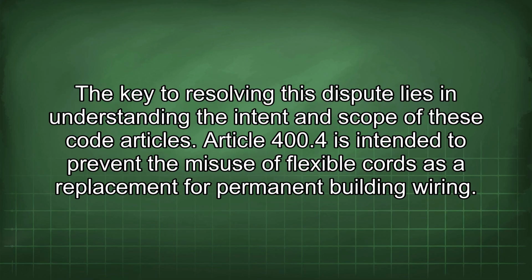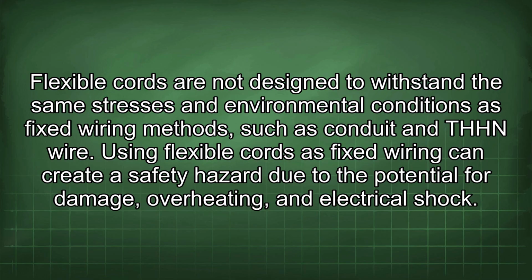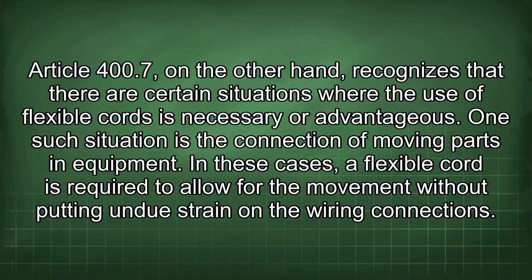Article 400.4 is intended to prevent the misuse of flexible cords as a replacement for permanent building wiring. Flexible cords are not designed to withstand the same stresses and environmental conditions as fixed wiring methods such as conduit and THHN wire. Using flexible cords as fixed wiring can create a safety hazard due to the potential for damage, overheating, and electrical shock. Article 400.7, on the other hand, recognizes that there are certain situations where the use of flexible cords is necessary or advantageous.